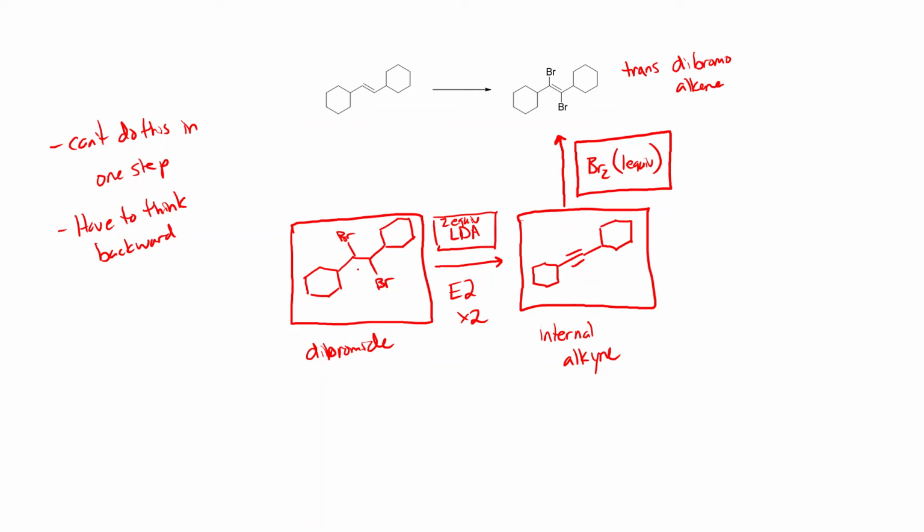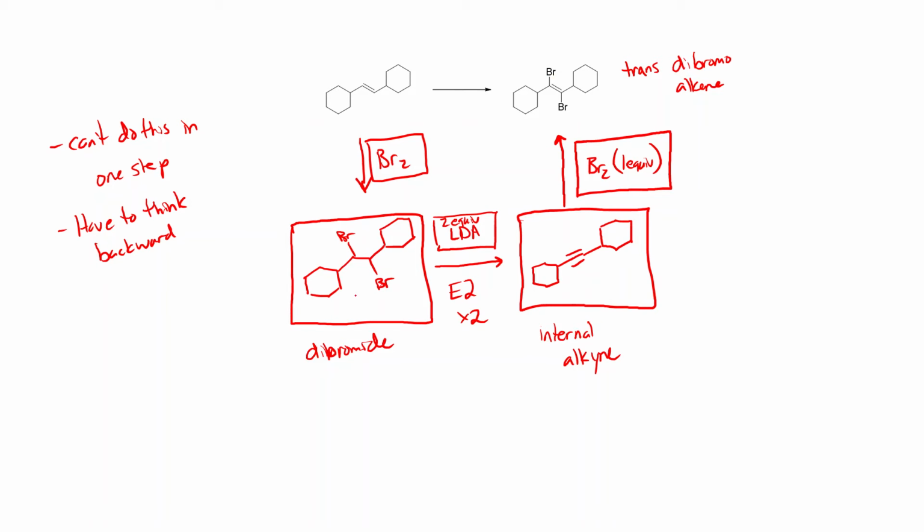And this looks like the product of a bromination, right? So if we do a bromination of this alkene, we get the dibromide. We can then do an elimination to make the triple bond, the internal alkyne. And then if we use one equivalent of Br2, we can make the trans dibromoalkene.